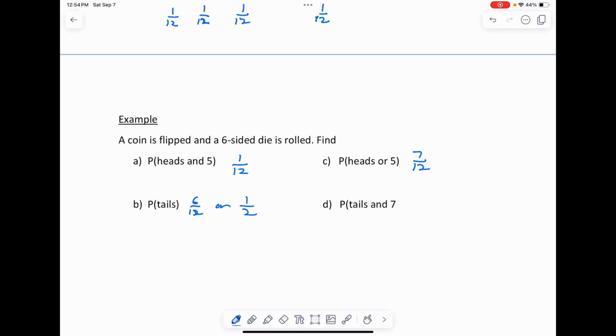And then, tails and a 7. Well, obviously you can't roll a 7 on a 6-sided die, at least not a traditional one. And so in this case, it would just be 0 because it's not possible.